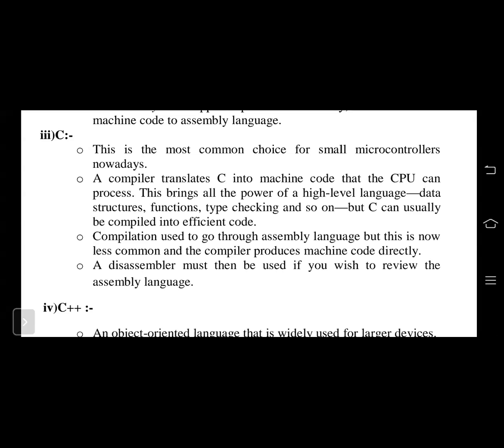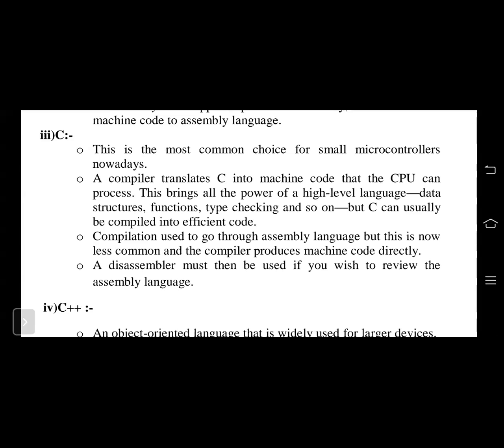A compiler translates C into machine code that the CPU can process. So you know, whenever you write a C program, you first have to compile it and then you can run it. So Alt F9, Control F9, you must have done. This brings all the power of high level languages: data structures, functions, type checking, and so on. But C can usually be compiled into efficient code.